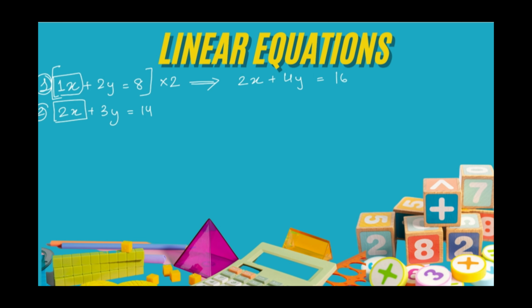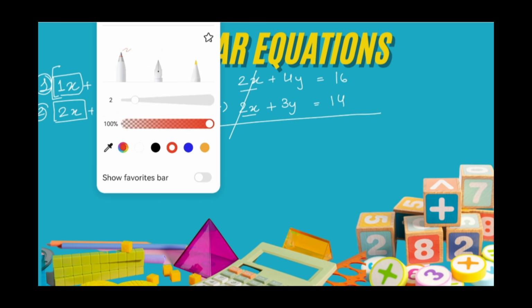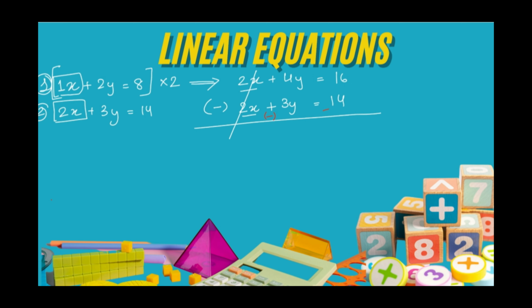I'm going to write the second equation as it is. We are going to subtract the second equation from the first equation. Positive 2x gets cancelled with negative 2x. Since we are subtracting, the sign of all the terms will change. So we get 4 minus 3, we get y. 16 minus 14, we get 2. So we got the value of y as 2.